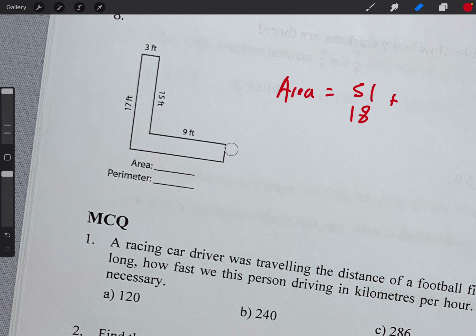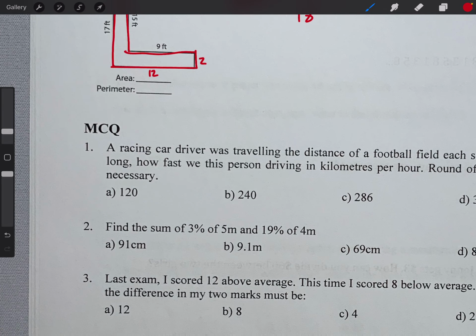Now the perimeter. I'm going to put in all the values for you. This is going to be 2. This one is going to be 9 plus 3, which is 12. You have all the sides. Now to find the perimeter, just add them all up. So 17 plus 12 plus 2 plus 9 plus 15 plus 3. Work it out and get the answer for perimeter.